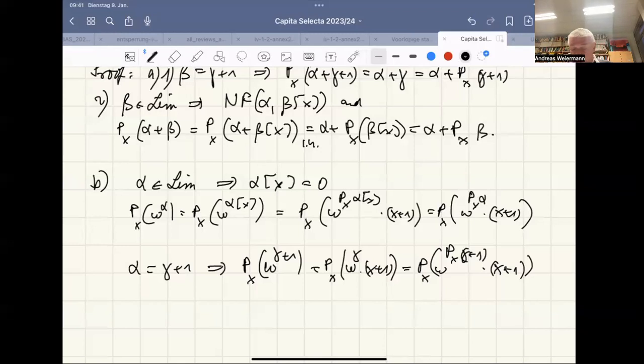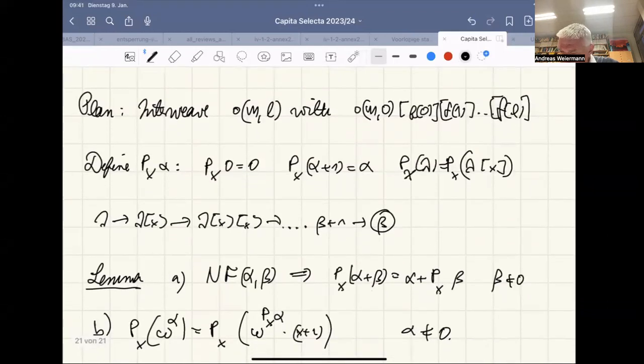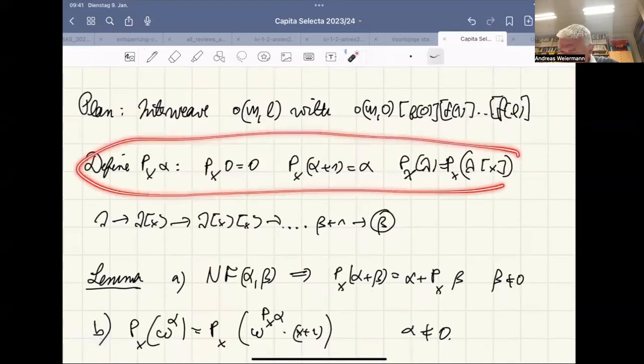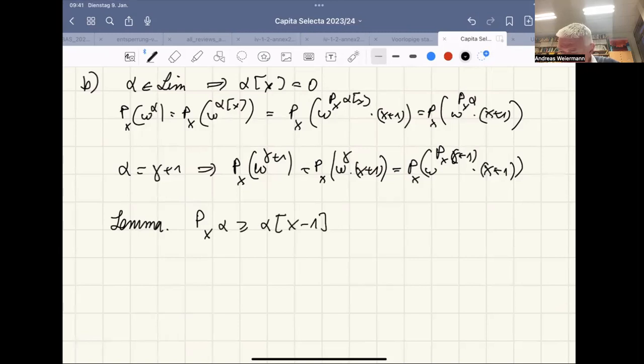Aha. Now, what can we do with these Px functions? Well, the explanation comes now. Next lemma is the question, how do they interweave with fundamental sequences? Px of alpha is at least as big as alpha fundamental sequence at x minus 1, for x at least as big as 2. Now, x at least as big as 2 is fine because we start with base representations which are at least as big as 2.